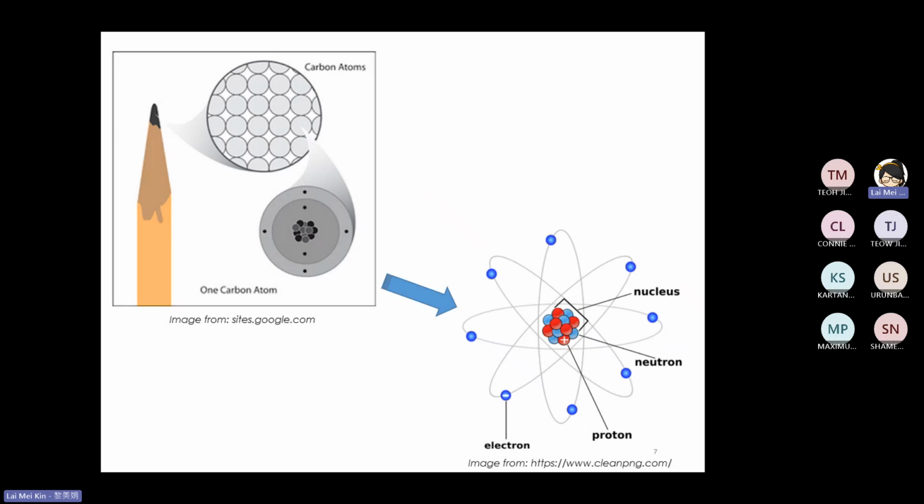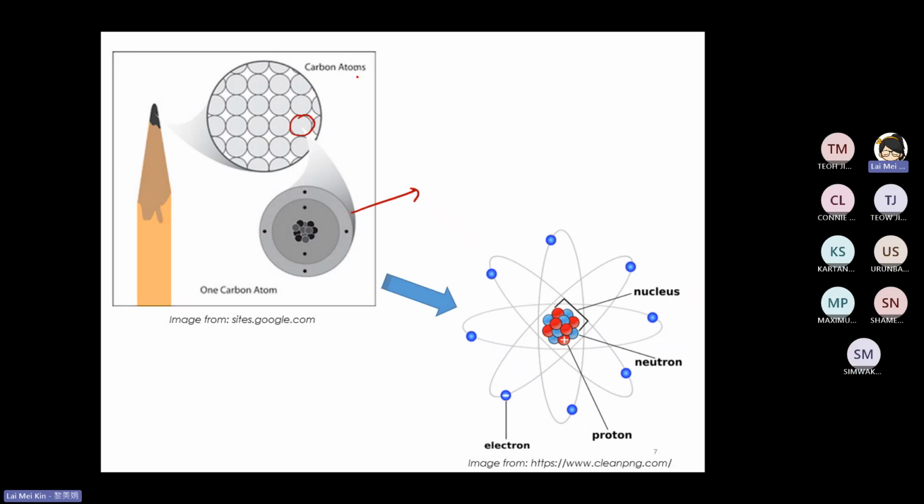So you have a pencil, you can see the pencil. If you zoom in, I've shown you how a carbon atom looks like, very, very small. You zoom in, you'll be able to see the carbon atom. And from one carbon atom, you zoom in further, you have something called subatomic particles. That means the particles inside the atom.